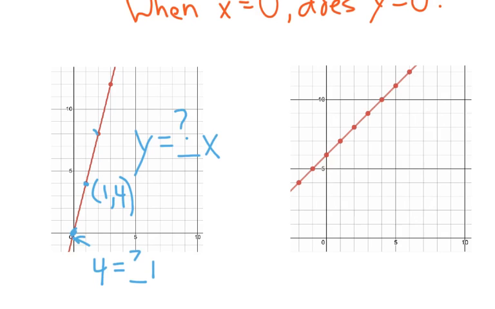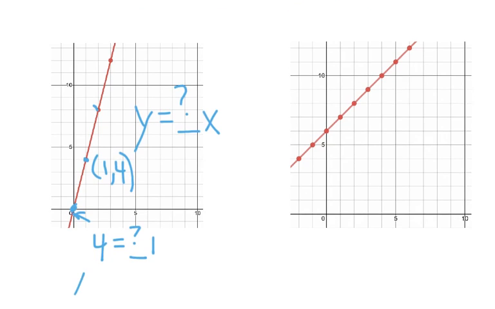And what this ends up giving me is y has to equal 4x. Because I'm trying to solve what something times 1 has to be 4. Well, that something is 4. The same would be true if I use 2, 8. I'd put that in. Something times 2 has to equal 8. What would that be? It would be 4.